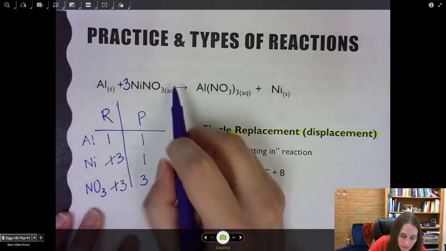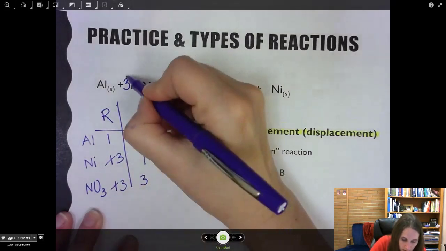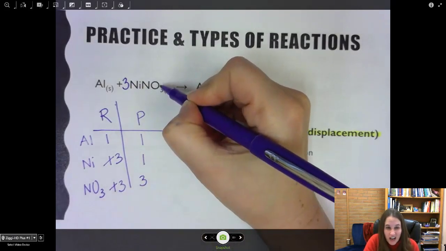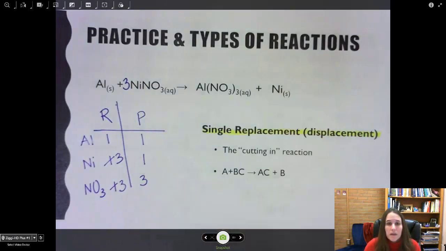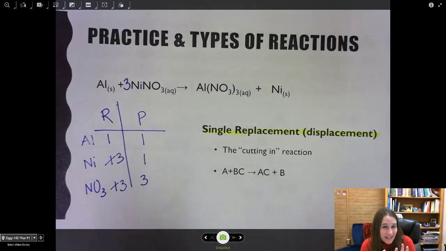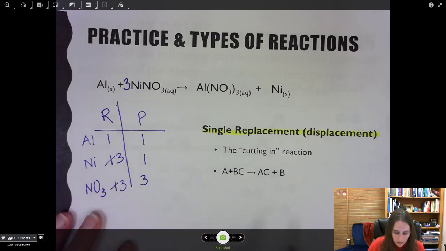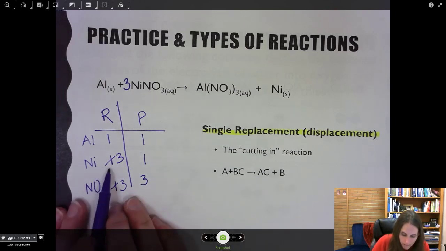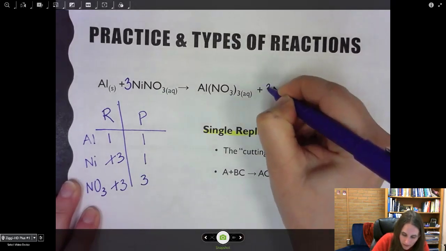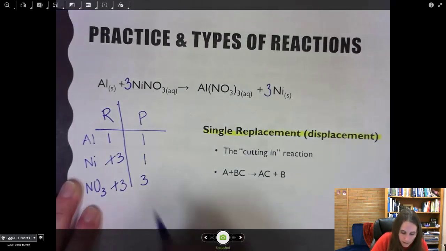Now you have to be careful here. You don't want to think, oh, I have 9 nitrate. That NO3 is what nitrate is, so you only have 3 nitrate. Now that happens to include 9 oxygen atoms, but we're keeping track of the individual particle. Now, from here I can see the only thing left to balance is nickel, which is all by itself and fairly straightforward then to balance.